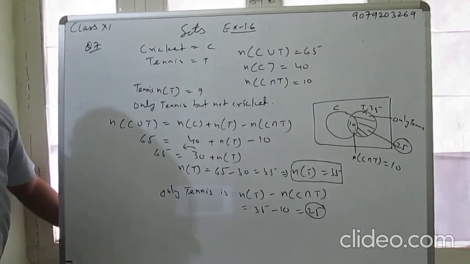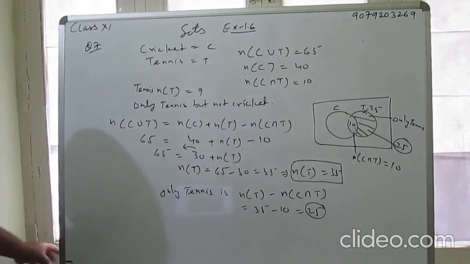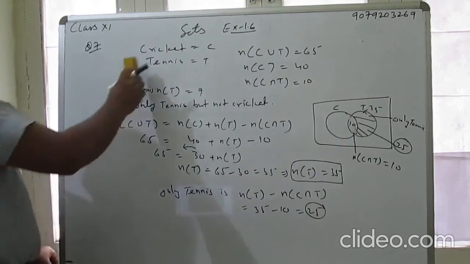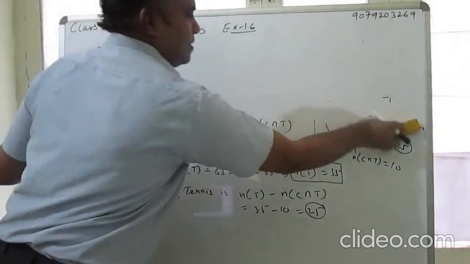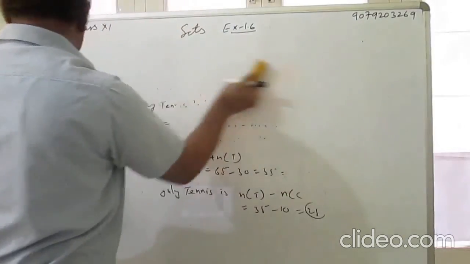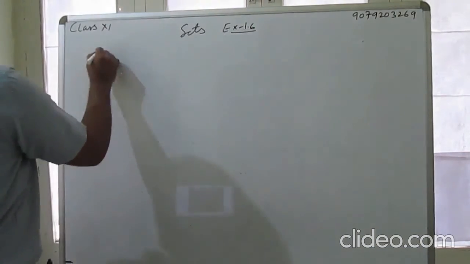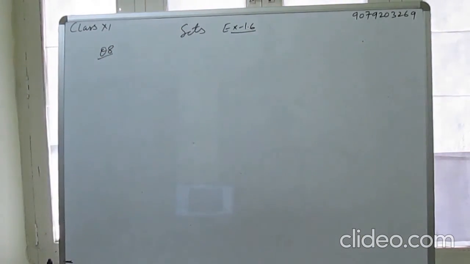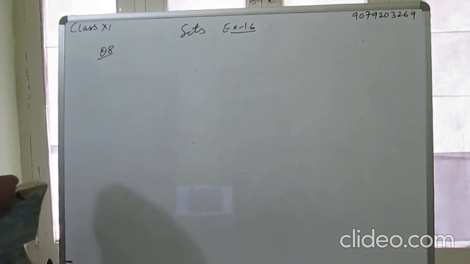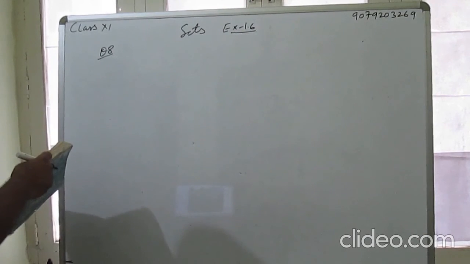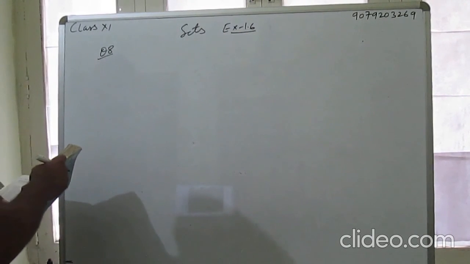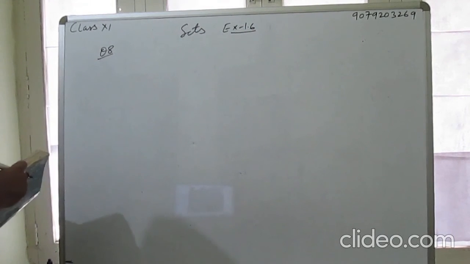Okay. Now I will do question number 8. Question 8, see in the book. In a committee, 50 people speak French and 20 speak Spanish, and 10 speak both Spanish and French. How many people speak at least one of these?